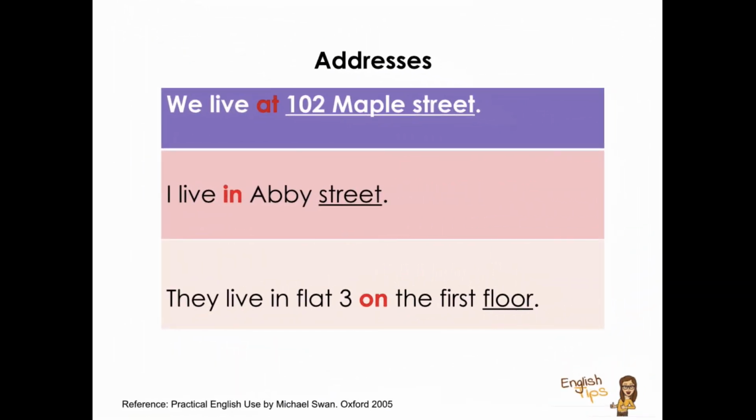Now, if we talk about addresses, things might vary a little. When you give the exact location, exact address, we use at. We live at 102 Maple Street. If you talk only about the street, you use in. I live in Abbey Street. But if you talk about the floor in an apartment building, for example, you would say something like, they live in flat 3 on the first floor.